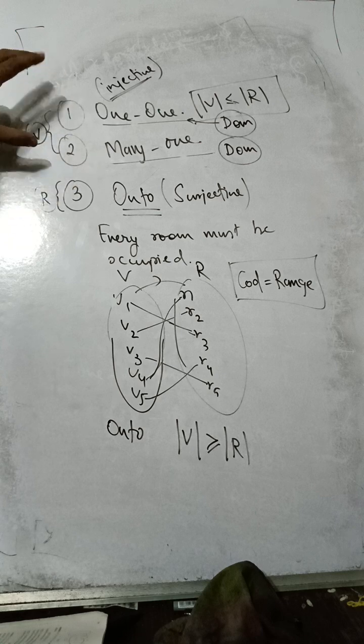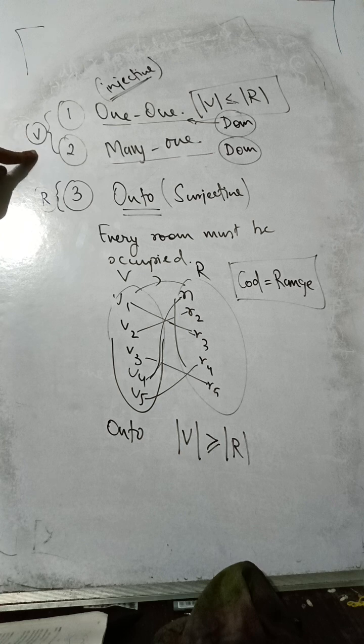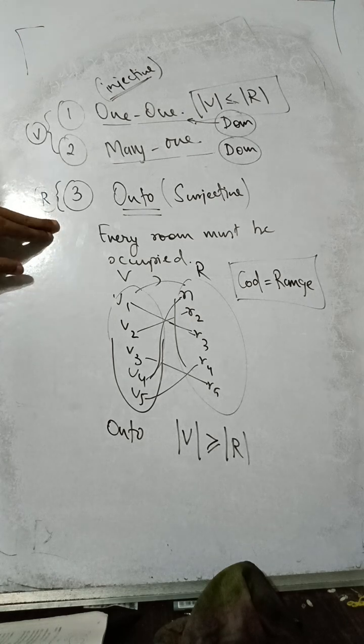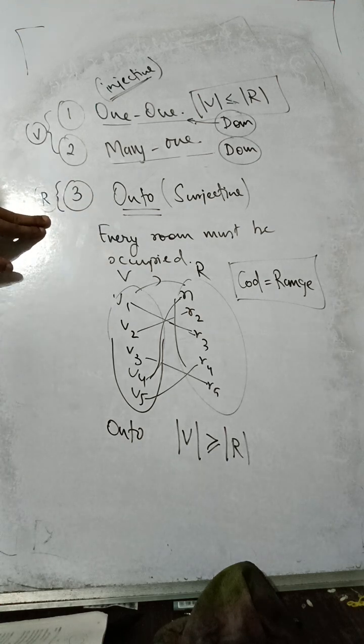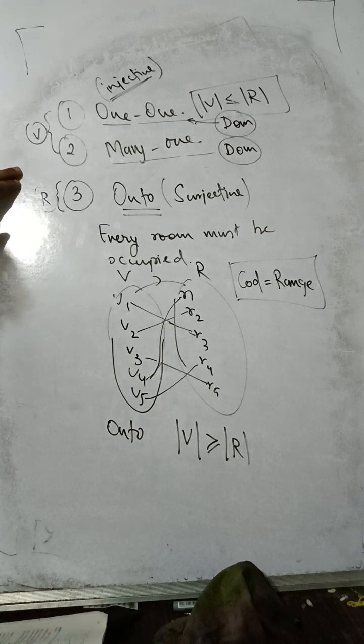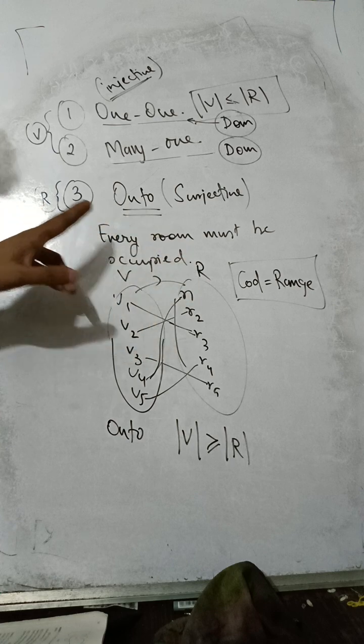So in these first two cases, we were more inclined to think about the visitors, while in the third case, in the onto function, we are not talking about the visitors that much. We are more interested in the rooms this time. An onto function is simply one where all of the rooms are occupied, or none of the rooms are left unoccupied.